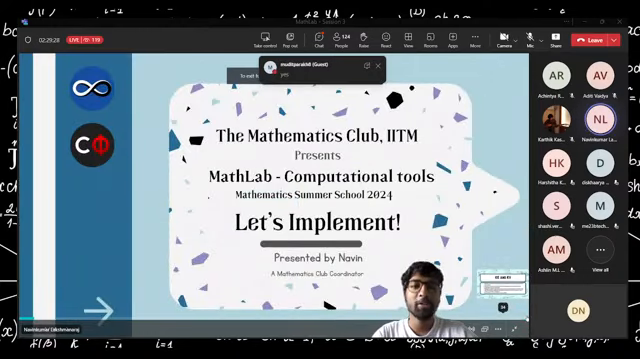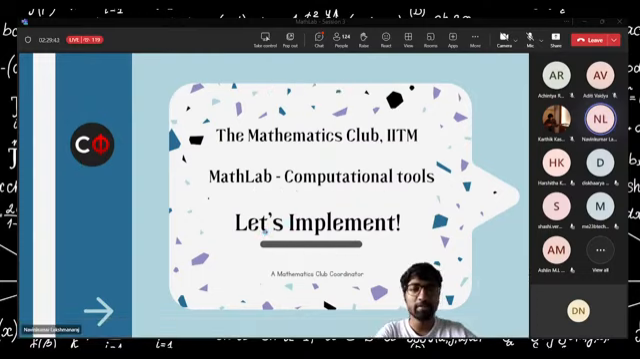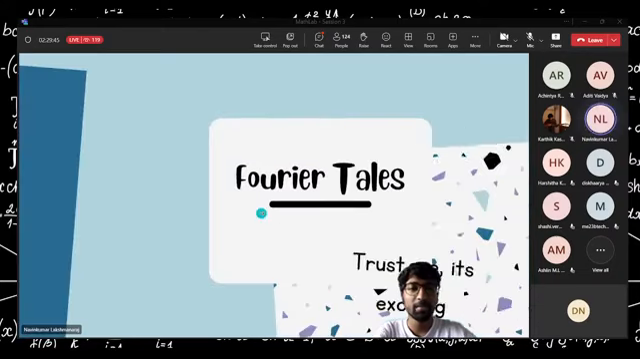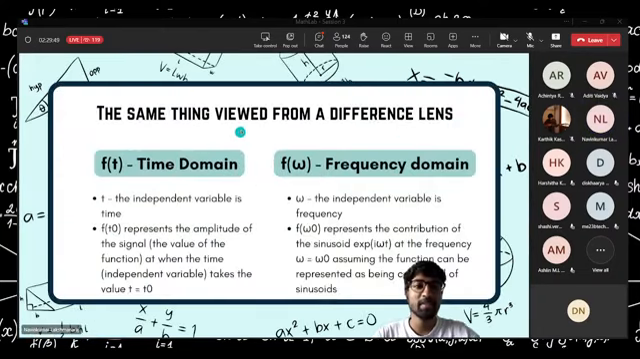Hello guys, I'm Naveen. I'm also a coordinator of the Mathematics Club. Today I'll be briefing you a bit about the basics of the Fourier transform, left off where Kashyap taught you. After that, we'll be implementing everything that we have learned in GNU Octave. So let's begin. And here is our journey through Fourier transforms.